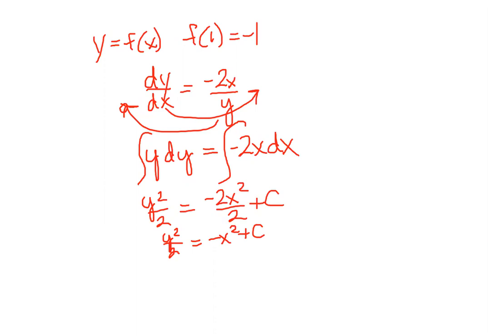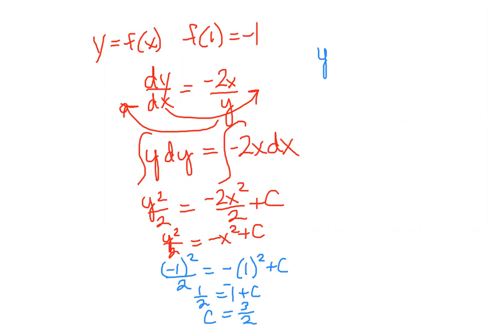I'm going to substitute negative 1 in for y. And I'm going to put 1 in for x, and I get 1/2 equals negative 1 plus c, sorry about that. c equals 3/2 or 1.5. Now I'm going to put it back into my equation, and I get y squared over 2 equals negative x squared plus 3/2.